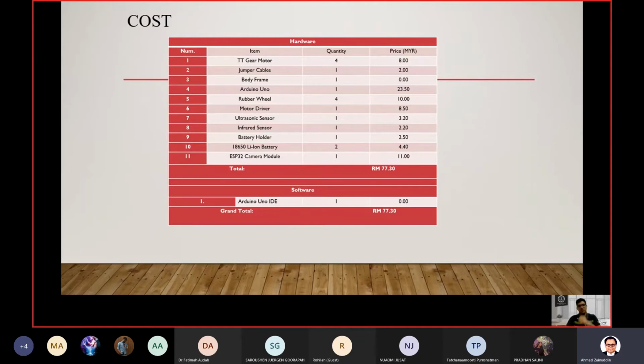So this is the cost overview of the project, which covers the TT gear motor, which is used to move the robot around, the jumper cables, the body frame, the Arduino Uno board, the rubber wheels for movement, the motor driver to also drive the robot around, an ultrasonic sensor, the infrared sensors, a battery holder, two lithium-ion batteries, and one ESP32 camera module. As we know, those are all costly. But fortunately, the Arduino Uno IDE is free and available on the internet, so there are no charges included.